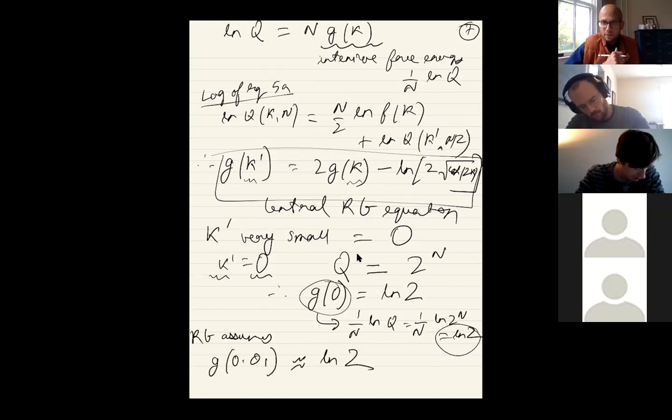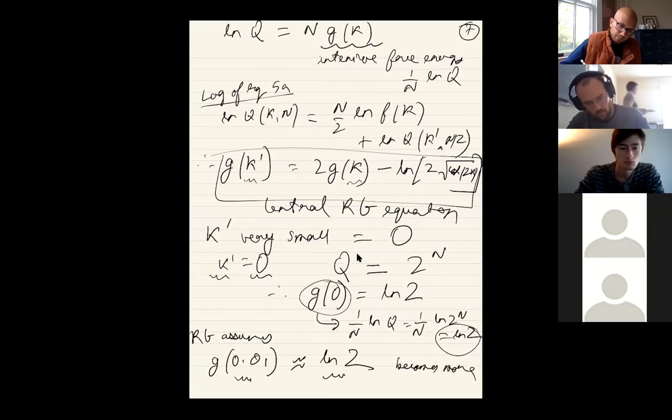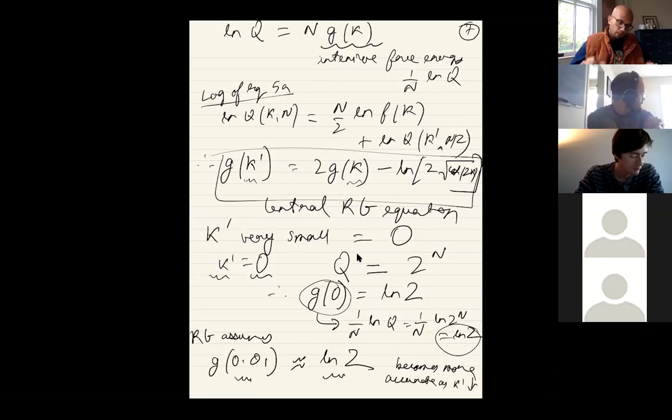If you're not happy with this, don't start from 0.01. Start from 0.000001. Start from 0.0000001, right? As you make this smaller and smaller, this becomes more and more accurate. This becomes more accurate as K prime goes down, right?